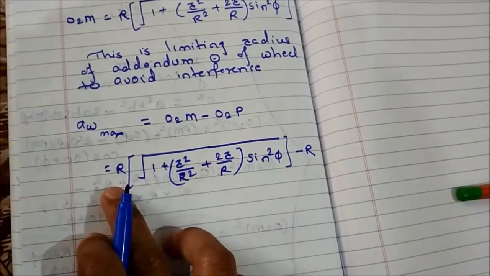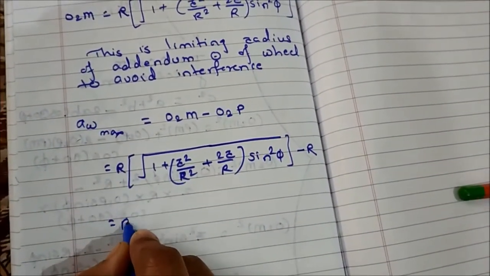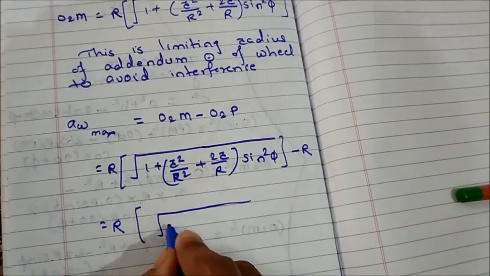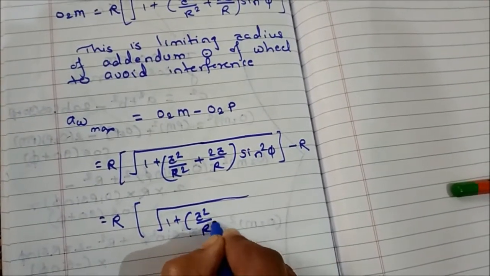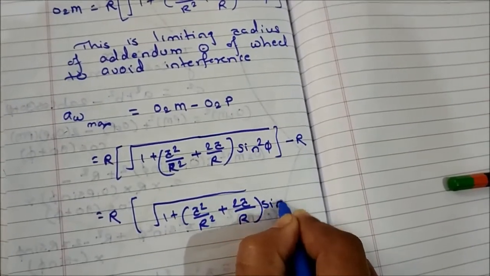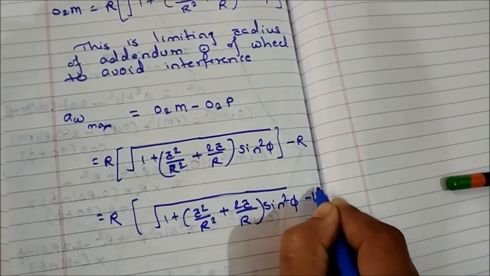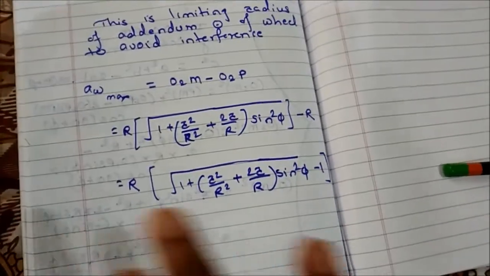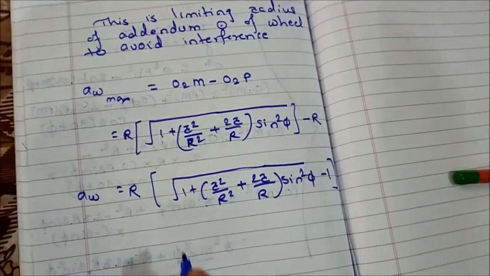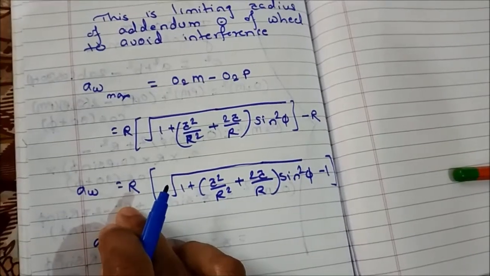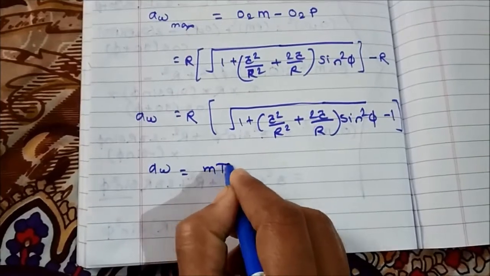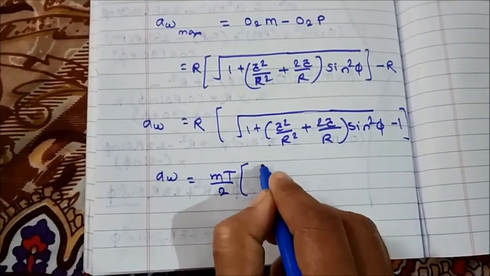Again, let's take this R common from two terms. So R into bracket, under root of 1 plus r square by capital R square plus 2r divided by capital R sine square phi, minus 1, and now close the bracket. Okay, so we have AW max. So instead of this R, we can put mT by 2 into bracket.